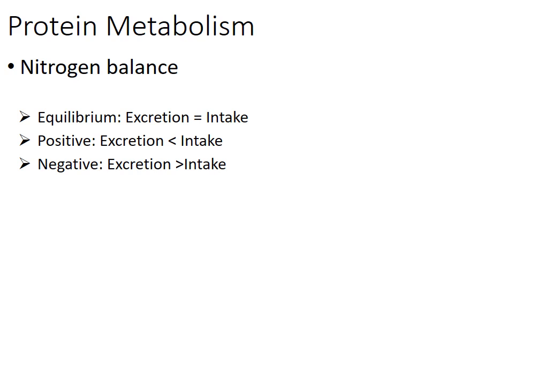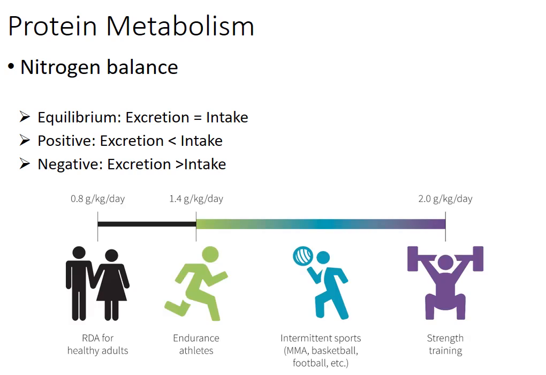If nitrogen excreted from the body is higher than the nitrogen intake, then the body is said to be in negative nitrogen balance. For example, during dietary deprivation, illnesses, and certain types of stress, the body loses nitrogen and is in negative balance. The recommended dietary allowance of protein for adults is 0.8 gram per kilogram of body weight per day.